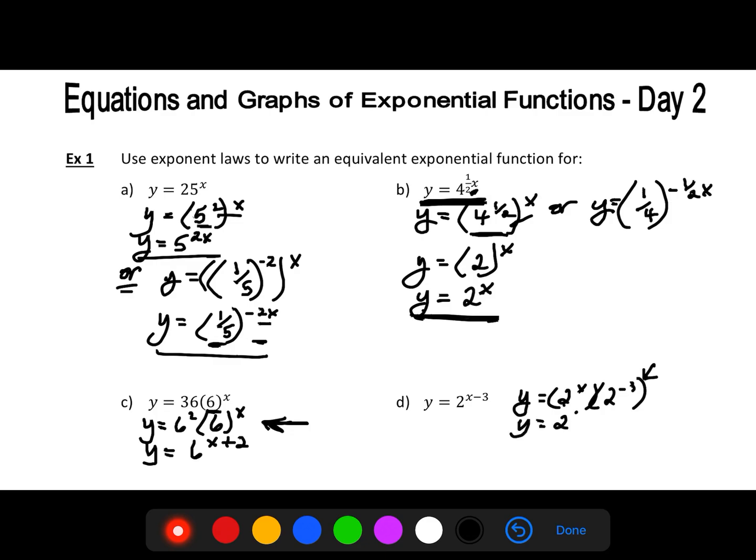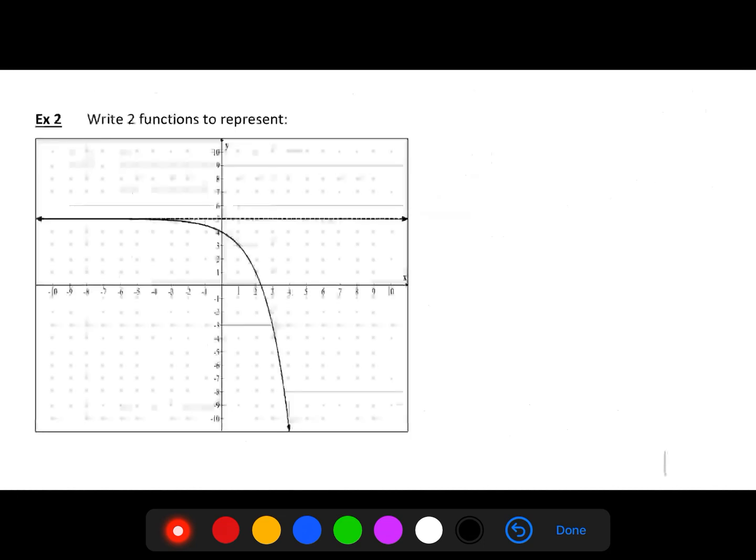Well, now we know that this part here we can simplify because it's just a value. So we're going to have 2 to the power of x, and we're going to flip this to 1 over 2 to the positive 3. And now we can simplify. 1 over 2 to the power of 3 is just 1/8. So we're going to put our number out front, and we're going to have multiplied by 2 to the power of x. So we can see that there are different ways to represent the same graph using exponent laws.